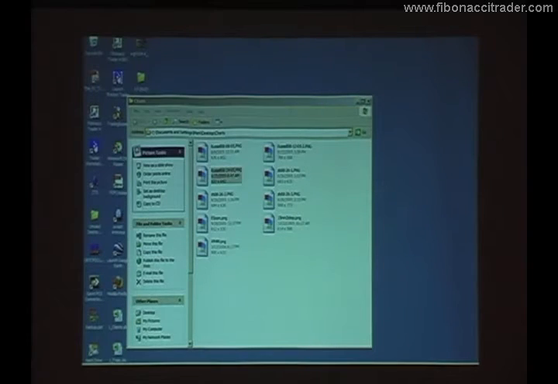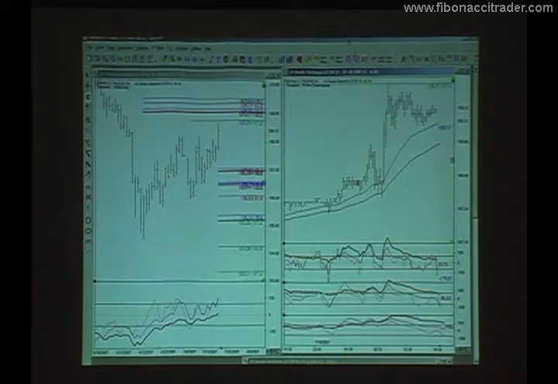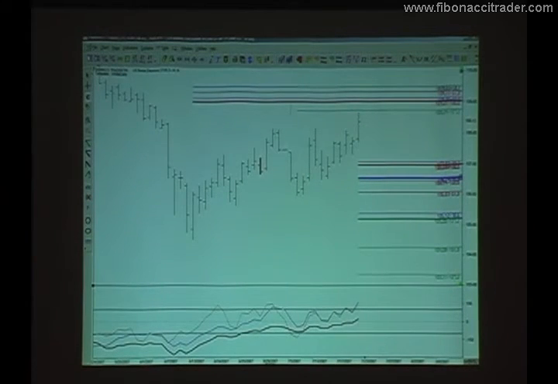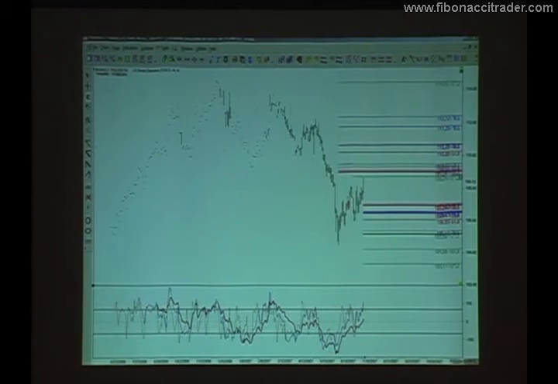Let's get the program itself up. All right, let's look at this bond daily again, since that served us so well. If this high is going to hold on our bond daily, wouldn't you say then that what we had was a corrective bounce, right?